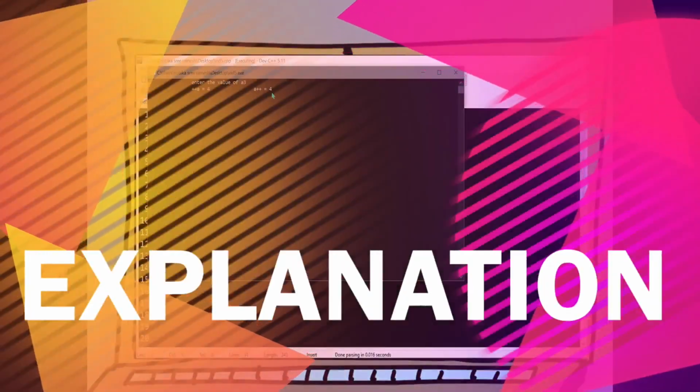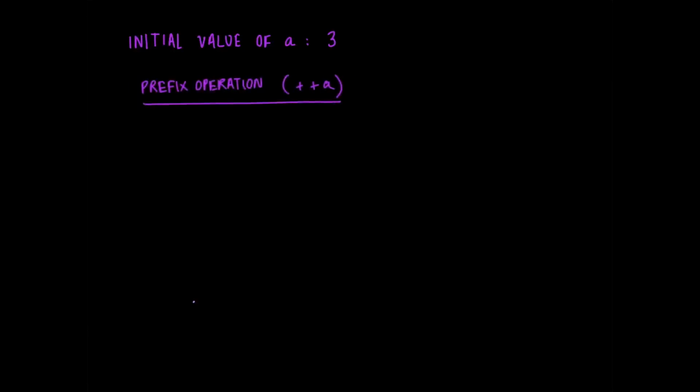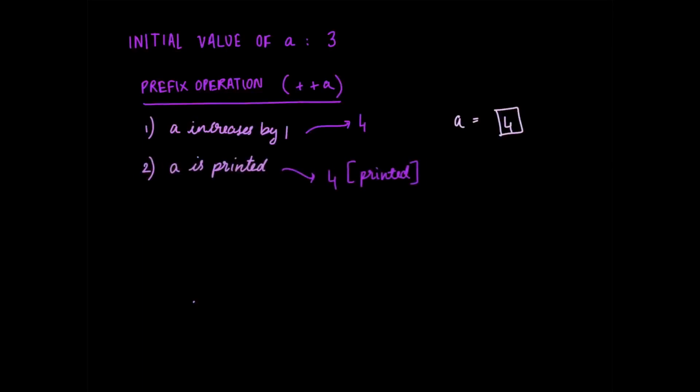Now I'll explain how. Here again, the order of statements was just changed, but it changed the whole answer. Let's see what exactly happened. Again, a is initialized with a value of 3. First comes the prefix operation. Since the plus symbol comes before a, a increases by 1 first. Now a gets the value 4 and 3 is deleted from its memory. The second step is to print the recently stored number, which is 4.